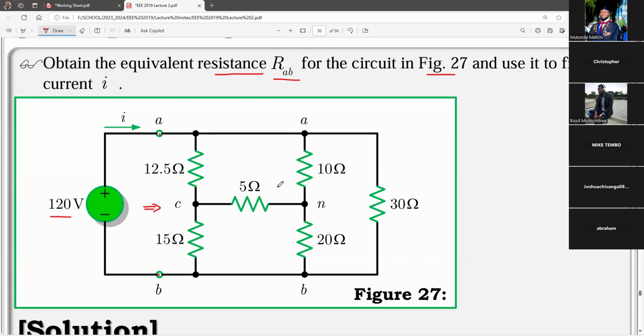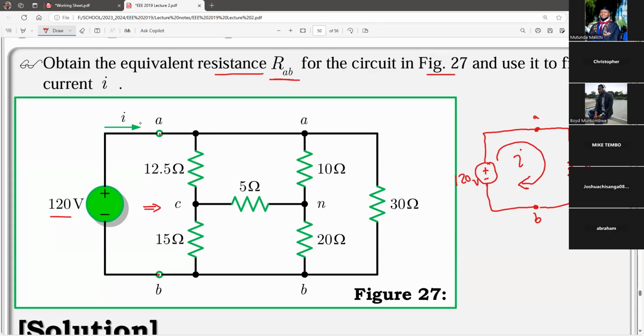Okay. So it's saying that once you have RAB, calculate this current. Because what it tells you is that if you have RAB, then you can redraw your circuit to this. This is point B. This is point A. Then on the other side, you have RAB. Then you will see that there will be this current I flowing. This is 120 volts, like that.